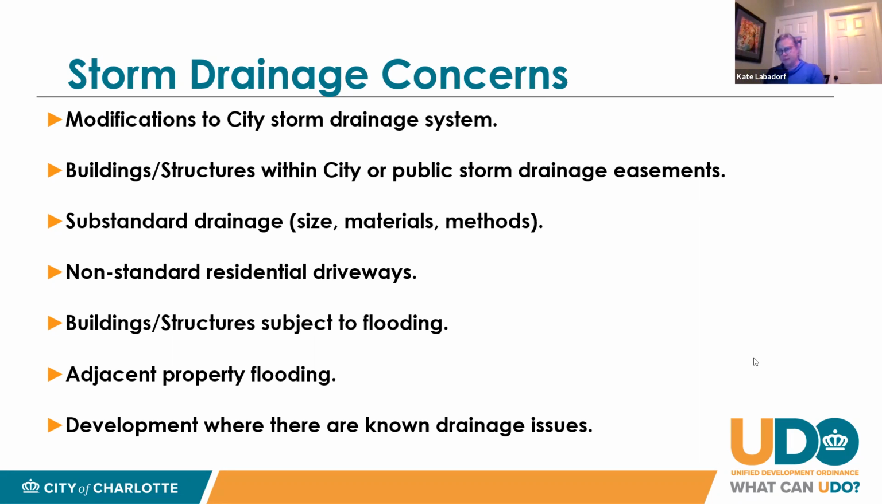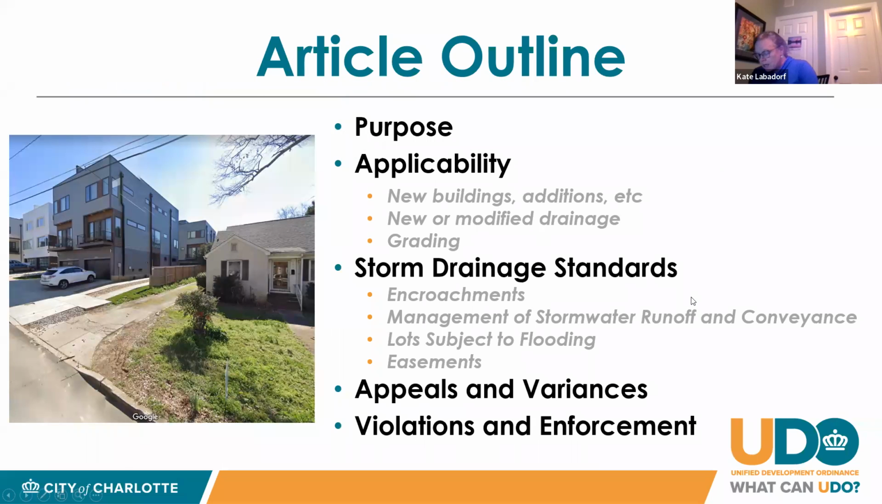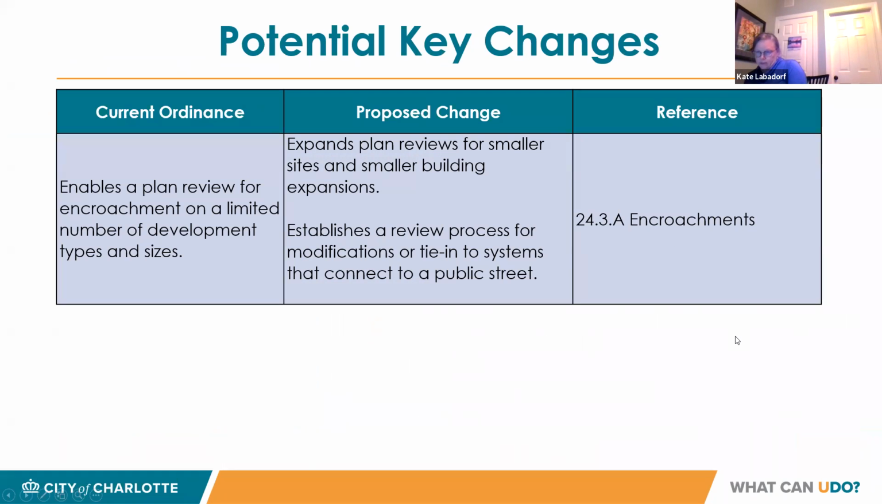Next slide. So here's the outline for the drainage section. The meat of it is in the storm drainage standards with the encroachments, the runoff and conveyance, the flooding, and the easements. And so with the next couple of slides, we're just going to highlight some of the proposed changes. Next slide. Listing, so it'll have the current ordinance, our proposed change, and then a reference to where in the UDO you can go and look for more information.